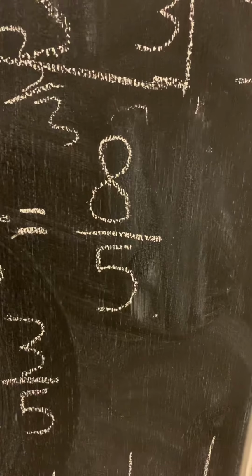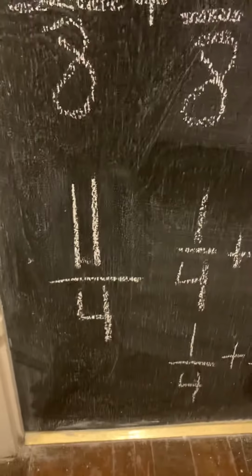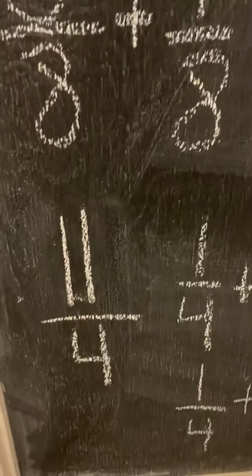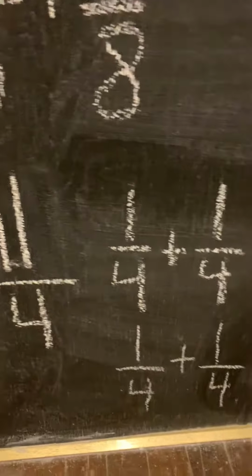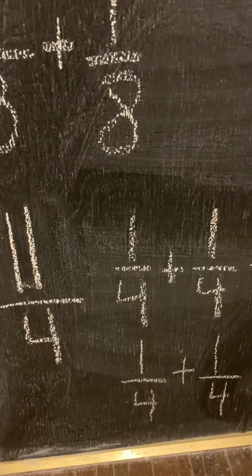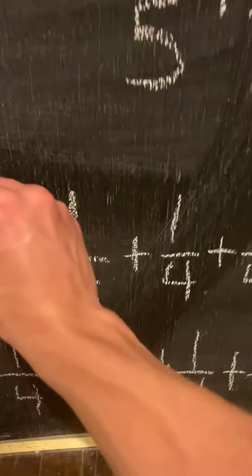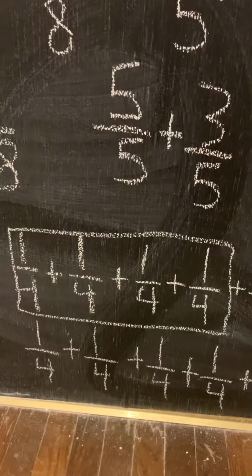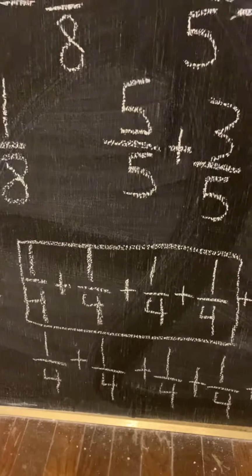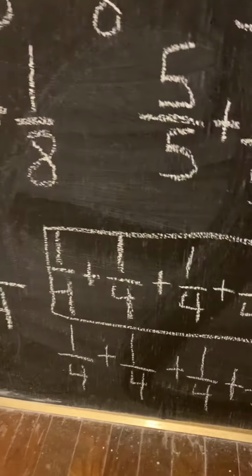All right, let's do one last one. This is 11/4. They want us to turn that into a mixed number. How many 1/4 are we going to have to add up to get a whole? 1/4 plus 1/4 plus 1/4, plus 1/4 equals 4/4. Okay, we've got a whole. Very good. That can be 1.